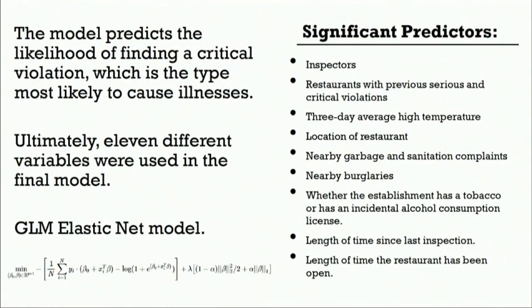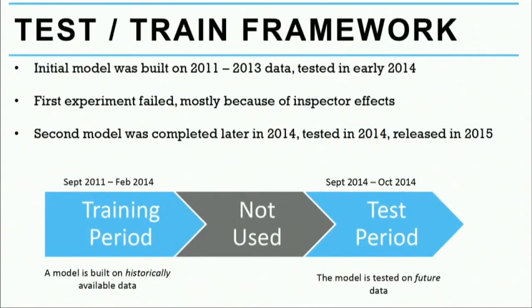So at the end of the day, the final predictors are shown here. It turns out the most important predictor is the inspector. Some inspectors write a lot more tickets than other inspectors. And it turns out that the final model was a pretty simple model. It was a GLM elastic net model. So I put an equation, so it has some math in it.